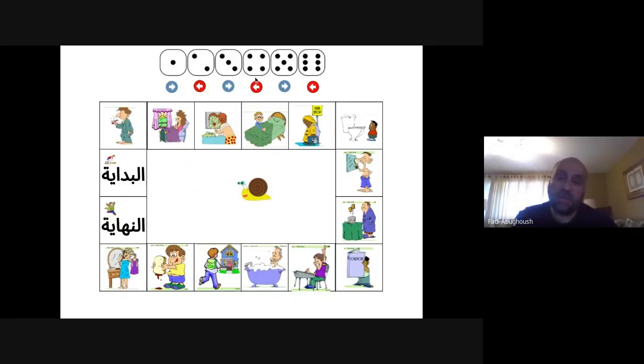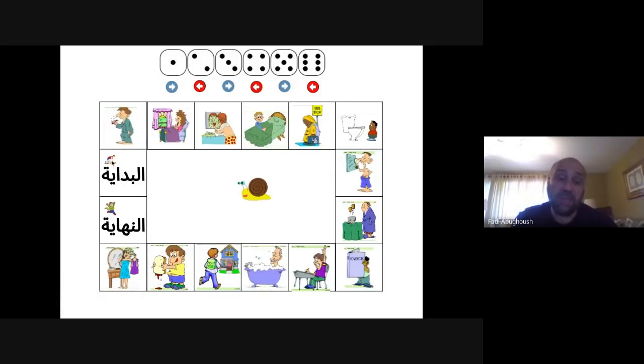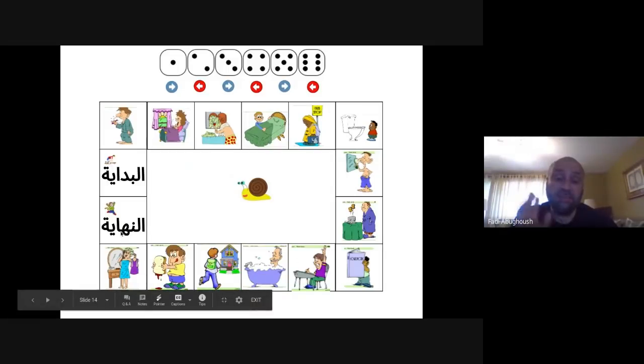So the other student will come, and you have to have chips in two different colors, and he puts the chip over here, and the other student will play the dice. For example, he will get number four. If you get number four, this is back, so he will go back. So 1, 2, 3, 4, and he will say a sentence. So the winner of this game has to go from the beginning all the way clockwise to the end. Okay? So this is the على مهلك game. Okay, next.